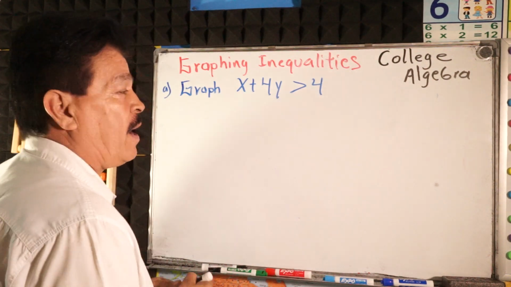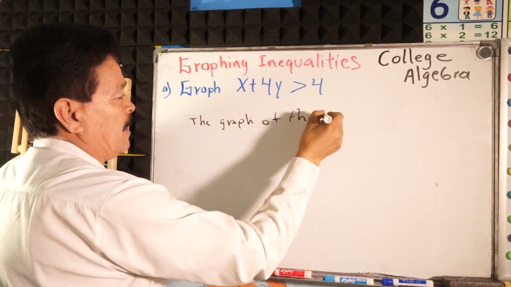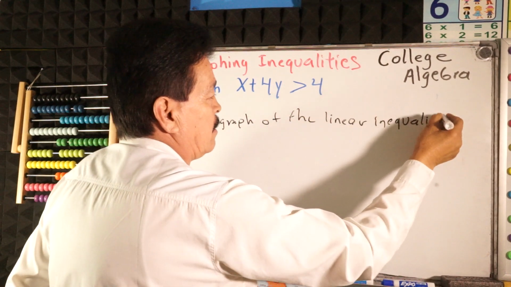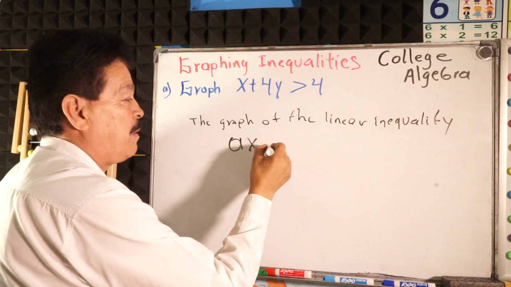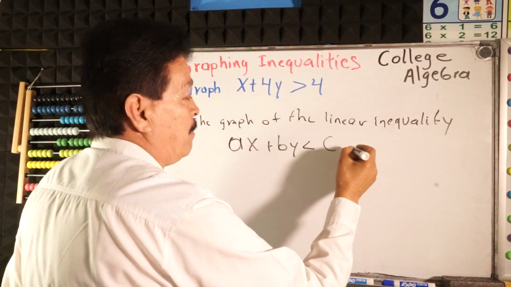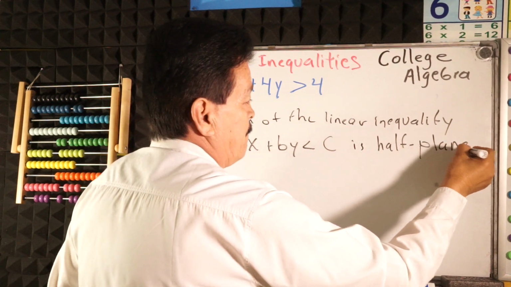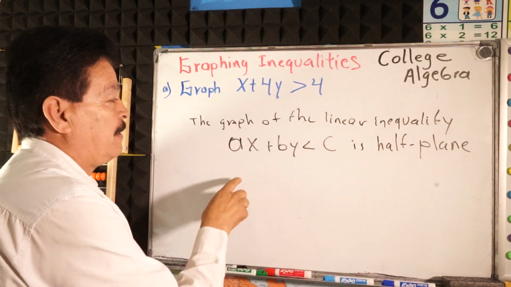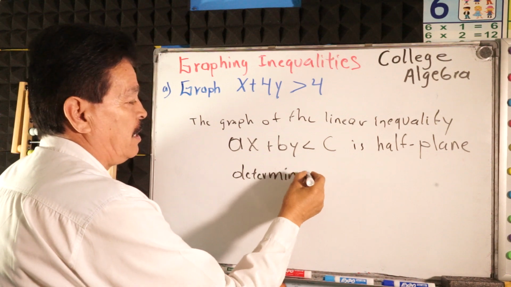The graph of the linear inequality ax plus by less than c is a half plane determined by the line.